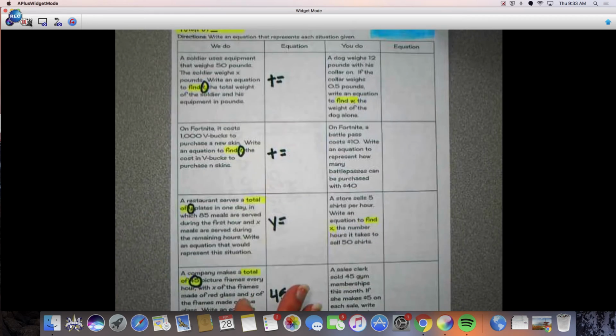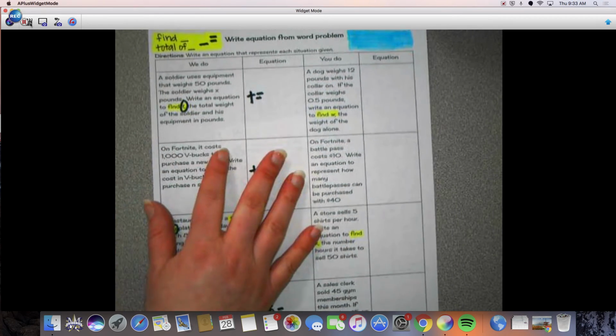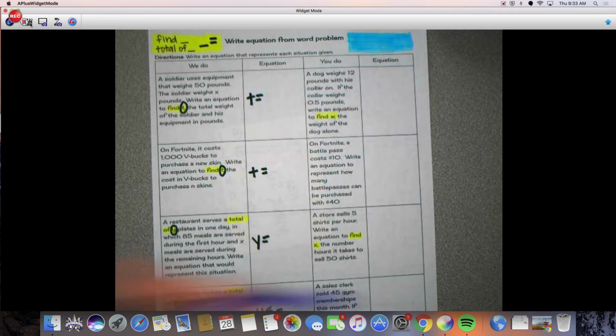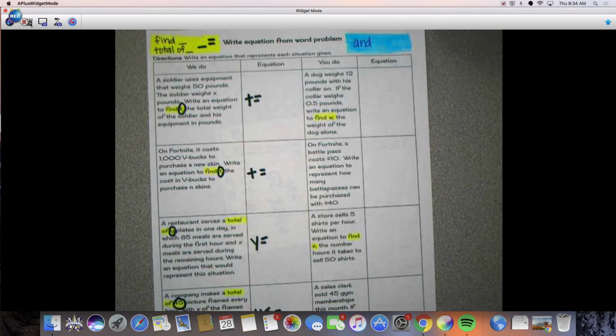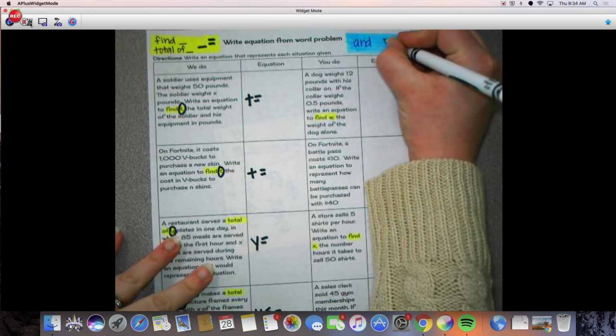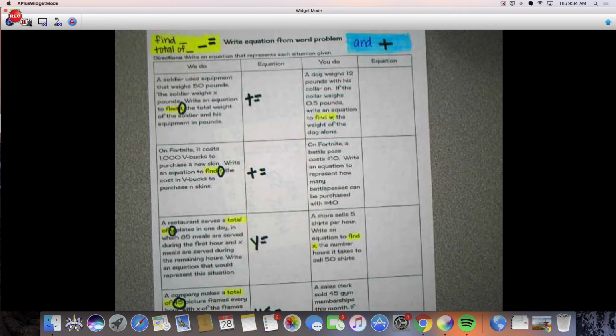Okay? Now, our second color. I want you to write the word "and." What mathematical process, when you think of adding, subtracting, multiplying, or dividing, do you associate with the word and? Adding. Because you're combining. If I said John and Rachel, I'm talking about both John and Rachel.